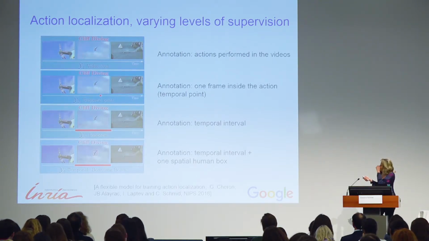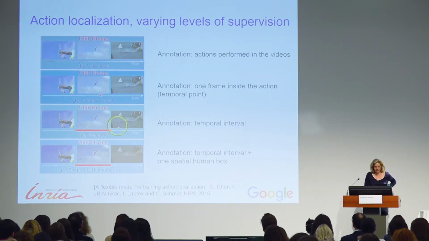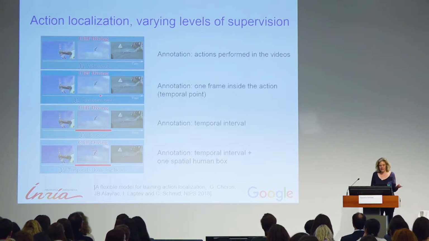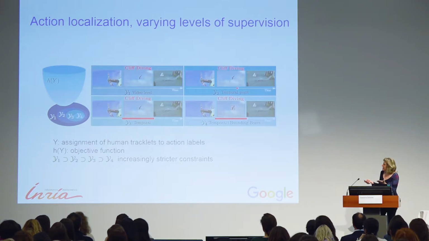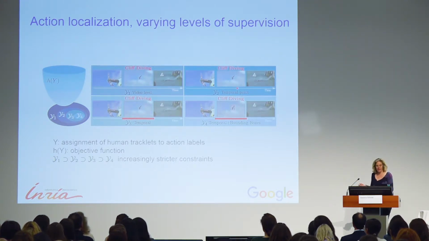And so here, what we have, different levels of annotations. We have the information that the action is performed in the video. You can have an annotation that one frame inside the action is annotated. You can have just a temporal interval given, or you can have the temporal interval and a human bounding box. And so here, what's new here is basically that we take an approach based on discriminative clustering, which combines different levels of annotation. So you can have different ways of annotating each video. You can combine that and then train the action classifier from there.